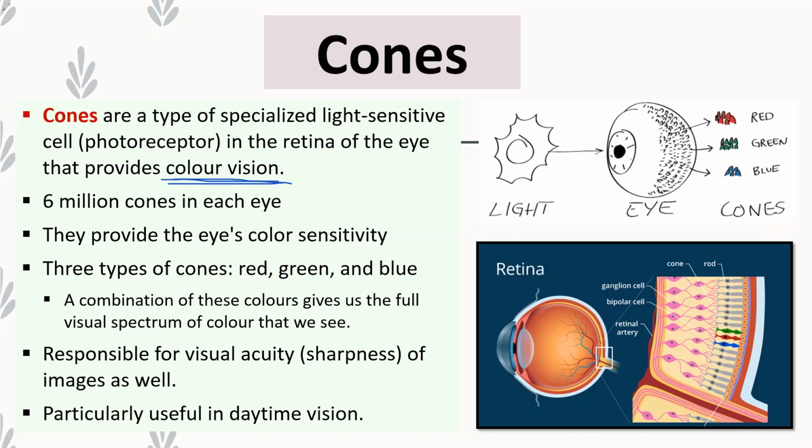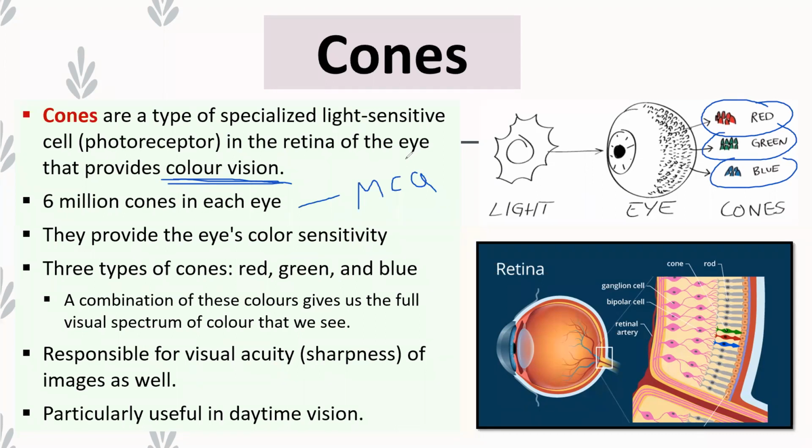Now, there are 6 million cones in each eye. That's important for you to remember, 6 million cones in each eye, because sometimes we might assess this in multiple choice questions. In order for us to see all the colors that we see, there are 3 specific types of cones in 3 colors. The first one is red, the second one is green, and the last one is blue. These are the main 3 cones that allow us to see the full visual spectrum of color that we are able to see in our environment.